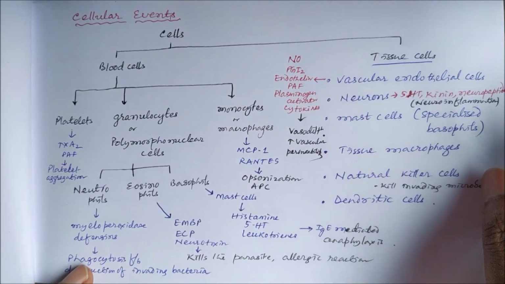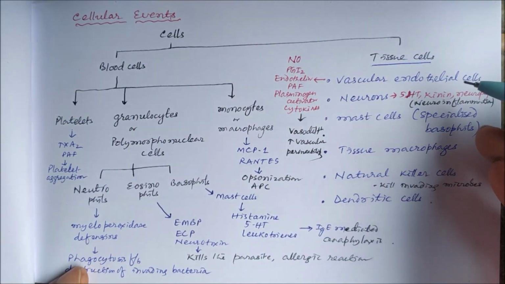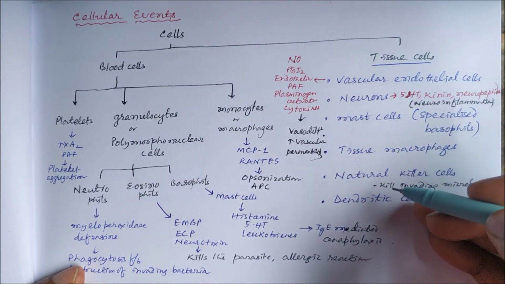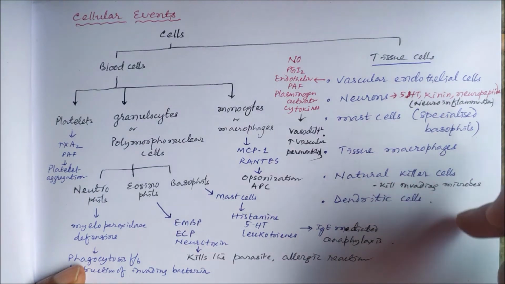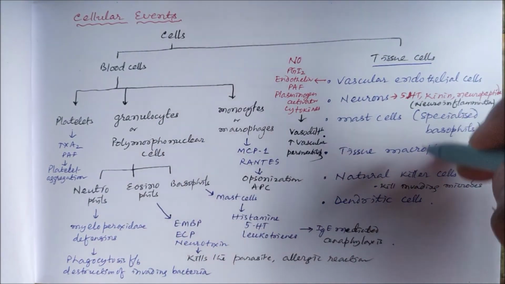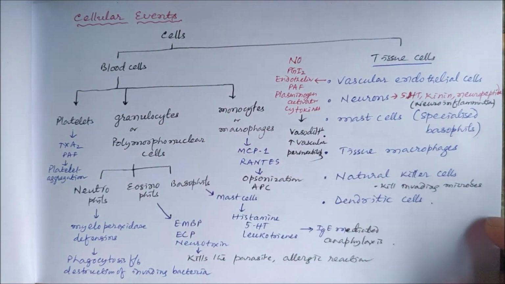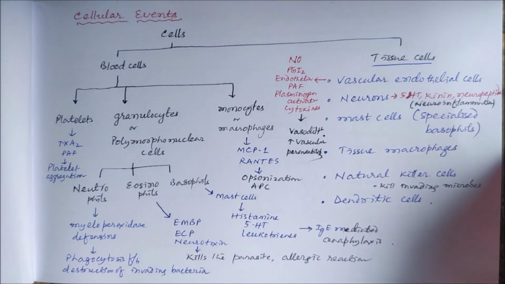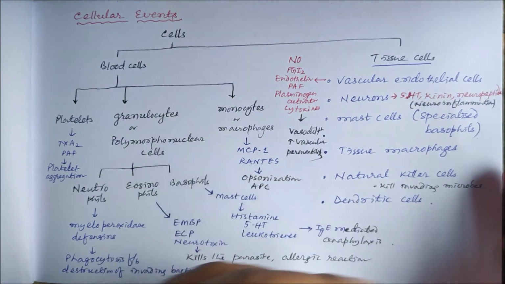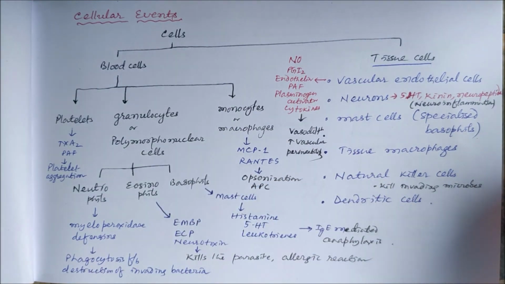So these are all tissue cells like vascular endothelial cells, neurons, mast cells, macrophages, natural killer cells, and dendritic cells. So the blood cells as well as other tissue cells are involved in the cellular events. So this is all about the non-specific response, and the specific response we will discuss in the next video. Thank you.